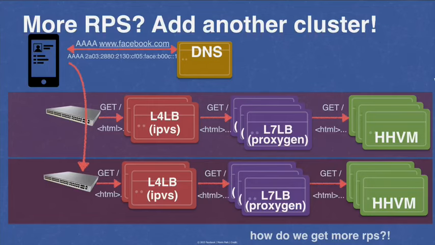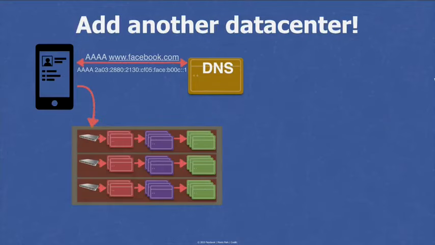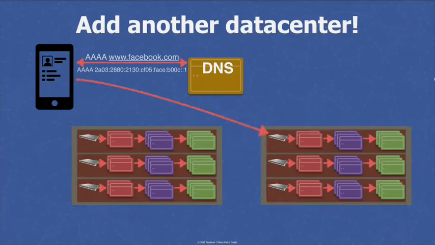So this is great. Having a data center is really nice, but we need to get more RPS out of it. So we add another data center. This is where we do our DNS load balancing. So we'll add more, and based on the capacity of this data center and many other factors, we will load balance to the data center.